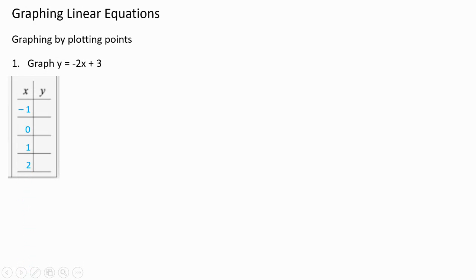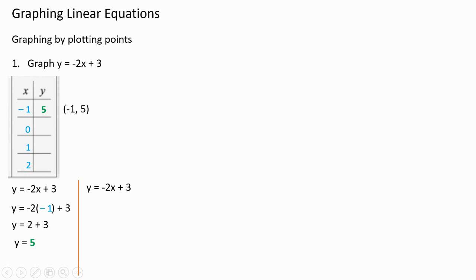So let's start off with when x equals negative 1. I'm going to plug in negative 1 for the x. Then I'm going to evaluate. So I get y equals 5. So when x is negative 1, y is equal to positive 5. Then I keep repeating the process, right? And the point is negative 1, 5. That's the ordered pair.